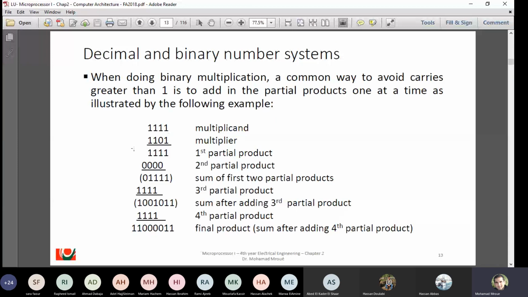Now, when doing binary multiplication, a common way to avoid carries greater than 1 is to add in the partial products one at a time as illustrated by the following example. Okay, so here first we multiply, then we add, then we multiply, shift and add, and so on. Okay, so for example here, this is the first partial product, and the second partial product, then the sum of the first two partial products. Then we consider the third partial product, then we add, we accumulate the fourth, then we accumulate to get directly the final product.